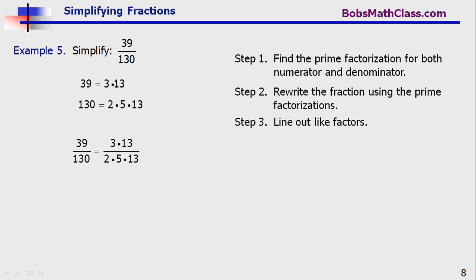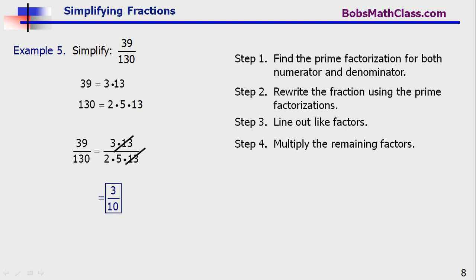So what cancels? The 13s, right. So those two 13s cancel. Does anything else cancel? No. So what's left in the numerator? Just a 3. What's left in the denominator? 2 times 5, and then multiply that, so that should give you 10. So our answer is 3/10.